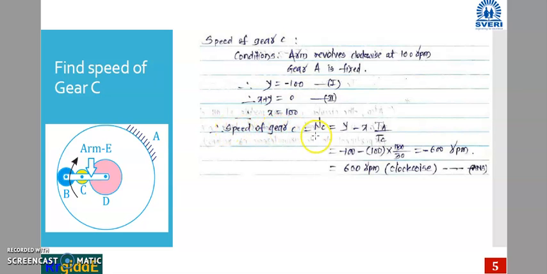Finally, speed of gear C is equal to NC is equal to total motion of C from the table, that is Y minus X TA upon TC. By putting the value of X and Y, we got the value of speed of C as minus 600 rpm, that is 600 rpm clockwise.